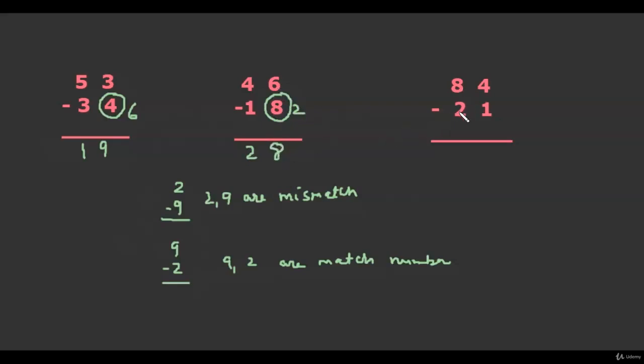8 minus 2 is 6. But after pair is 4 and 1. This is a match pair because we can subtract 1 from 4. So this is a match pair. In that case, when this is a match pair, we drop 6 as it is. We don't reduce the answer by 1 and we drop the answer as it is. So 8 minus 2 is 6 and 4 minus 1 is 3. Simple subtraction. Let's take a few more examples.